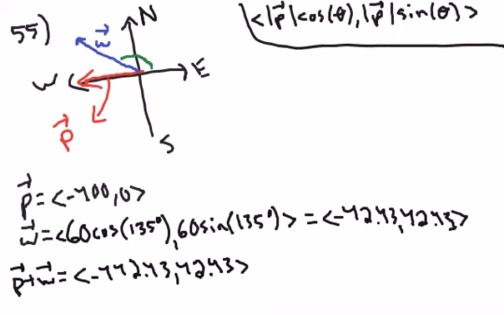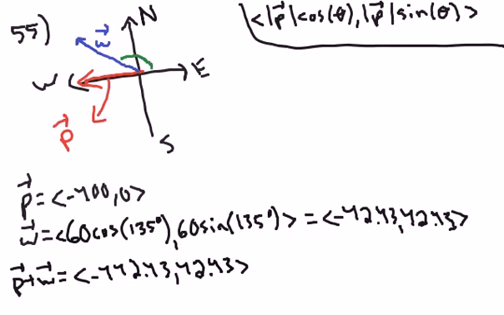Okay. But what they want is not just the vector of them combined, but they want the magnitude of that vector, and that'll give you the answer for part A. So part A, I'm finding the magnitude of P plus W. So using this vector that I have down here, I'm going to find the magnitude of that up here.